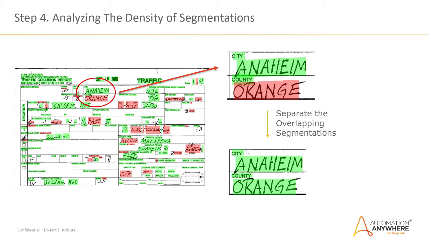The last step of the engine is to look over the density of the content. As you can see, the word county actually overlaps with Anaheim and Orange. The reason this is necessary is that when the segments overlap, it's sometimes very difficult for the classification engine to pick up the right information. So the OCR engine will create some separation in between to make sure each bounding box is an individual bounding box instead of overlapping with the other. It also provides the UI much cleaner data for the user to process.